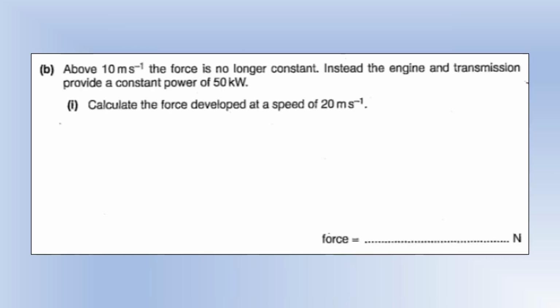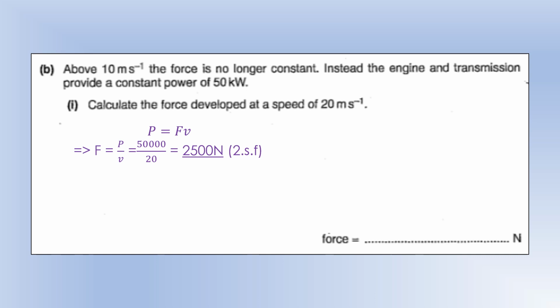Above 10 meters per second, the force is no longer constant, and now we've got a constant power. Calculate the force developed at a speed of 20 meters per second. So, P equals FV is the equation we're going to use. So the force is going to be P divided by V, 2,500 newtons.